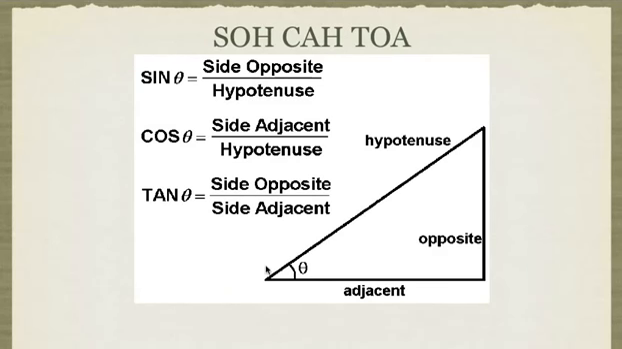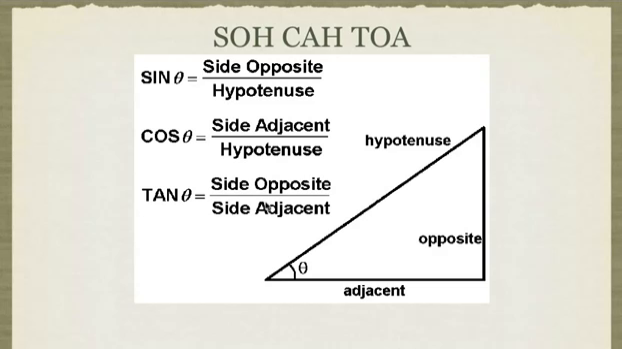So here's all of them together. Again, here's your angle theta. So sine, cosine, and tangent are always in relation to an angle. So in this particular case, if this is our angle, then the sine is the side that's opposite of that angle divided by the hypotenuse. Cosine is the side adjacent divided by the hypotenuse, and here you see the tangent.